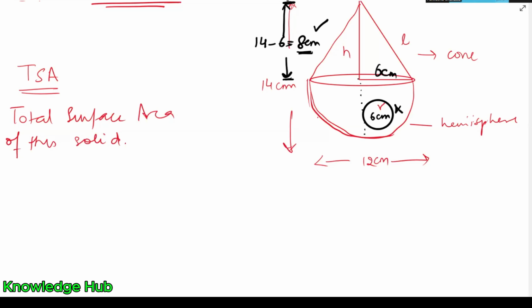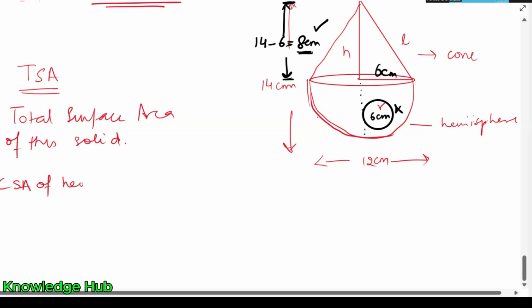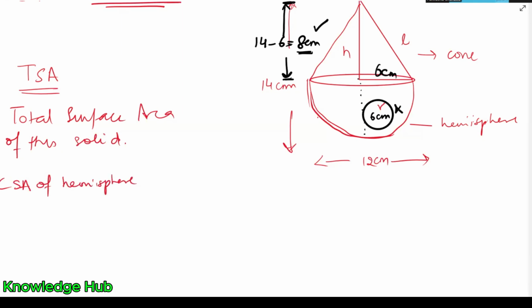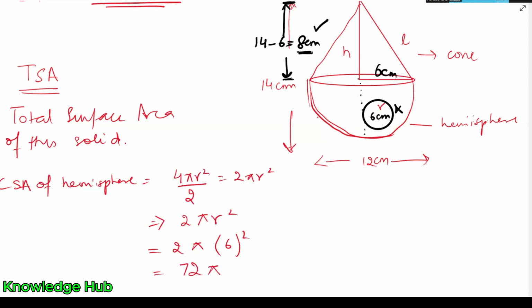So first of all, let us start with the curved surface area of the hemisphere. As you know, the curved surface area of a sphere is 4 pi r square, right? So hemi means divided by 2, which gives you 2 pi r square. I'm not going to put the value of pi, I'll just give the answer in the form of pi. So 2 pi, and what would be the radius? It's 6. So 6 square is 36, and 36 times 2 is 72 pi. So we have the curved surface area of the hemisphere as 72 pi.